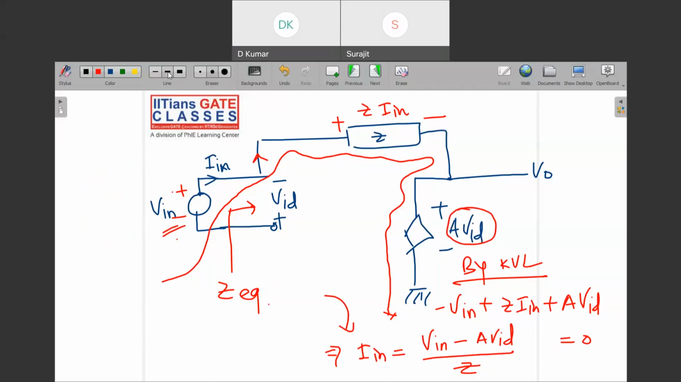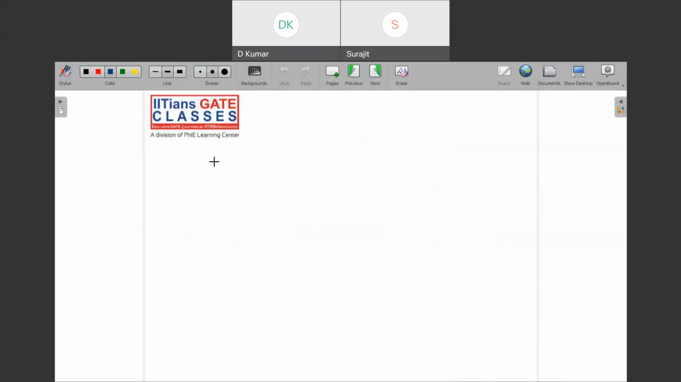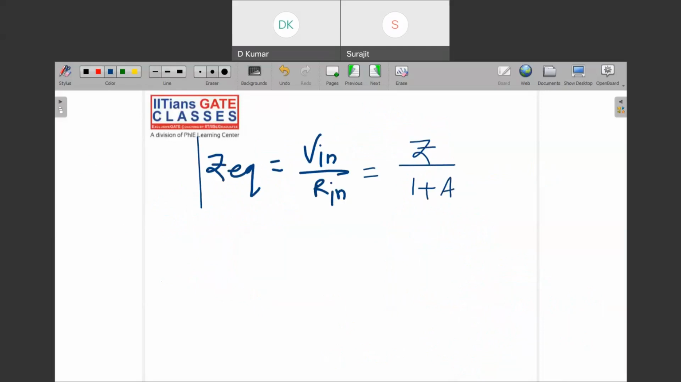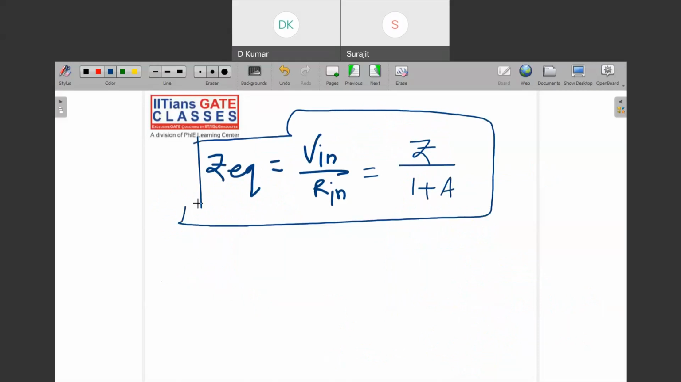Now what you have to do? You have to apply one KVL here again. So V in equal to minus VID is given. Okay, so in place of VID, replace VID with V in. So you will get Z in, right? So you will get Z equivalent as V in by R in, V in by R in is equal to Z upon 1 plus A. Okay.